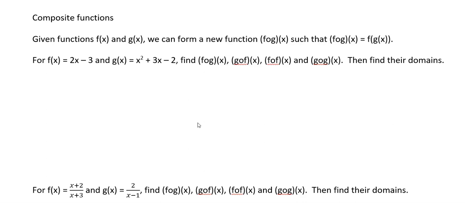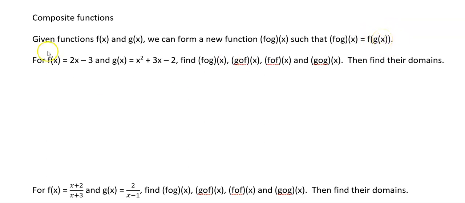So here's our definition. Given functions f of x and g of x, we can form a new function which has this notation. That's not an o. That little symbol right there in the middle actually means f composed with g. So we're doing a composite function of f and g. And f composed with g means that we're going to stick the function g into the x value of f. Now we'll do some examples so you can understand how this works.